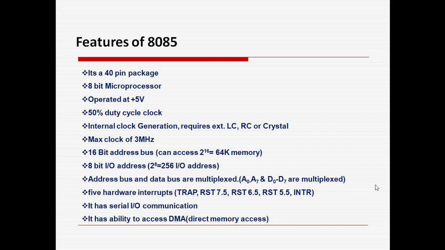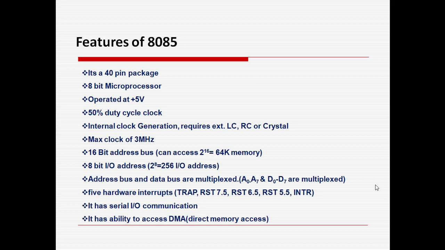Then it has 5 hardware interrupts. Interrupt is a separate chapter, we can discuss it later. And it has serial I/O communication. Serial communication means bit by bit communication. Then it has the ability of DMA, direct memory access. Without using the processor, input and output devices can communicate directly. That is called DMA, direct memory access. So these are all the key features of the 8085 microprocessor.